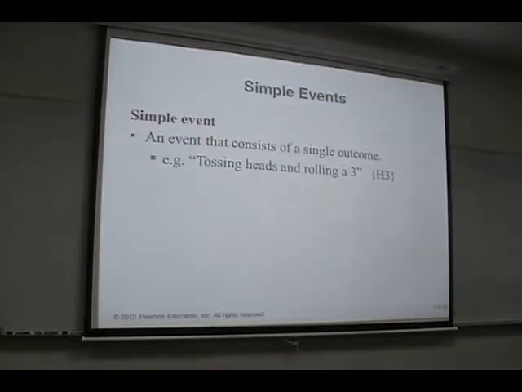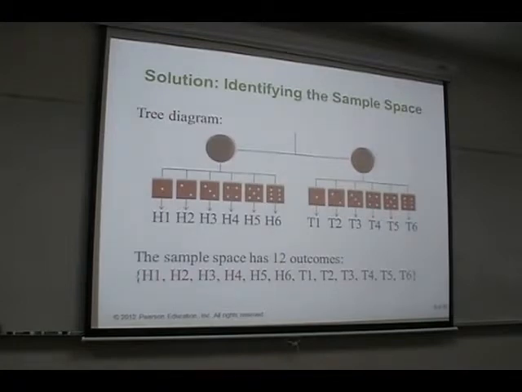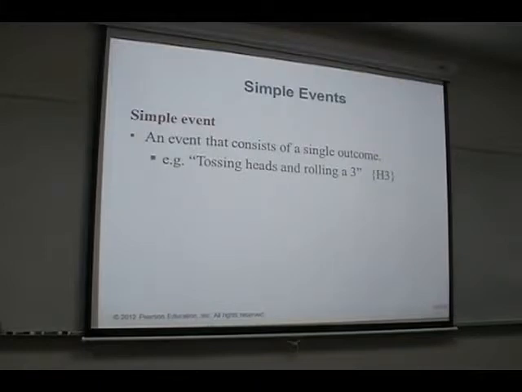Okay, let's talk about a simple event. A simple event is an event that consists of one single outcome. In other words, like tossing a heads and then rolling a 3. In the example that we had a second ago, if I go back to that tree diagram, heads and 3 happened how many times in my sample space down here? It only happened 1 time. There's only one way I could get that. That's why it's considered a simple event, because it's an event that consists of a single outcome. There was only one outcome that was heads and 3.